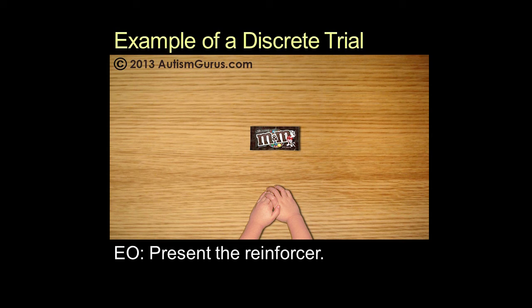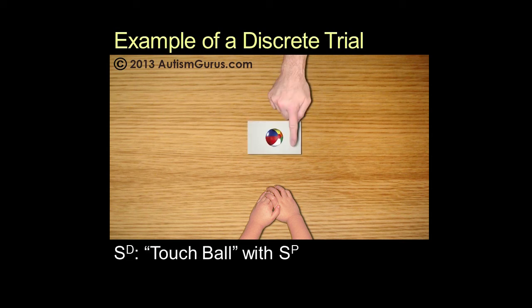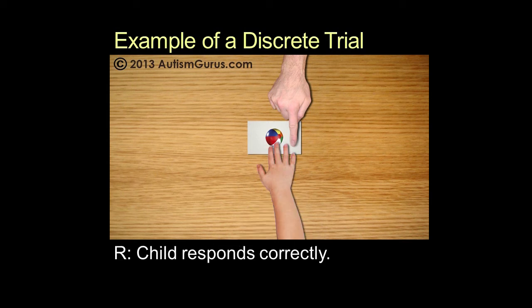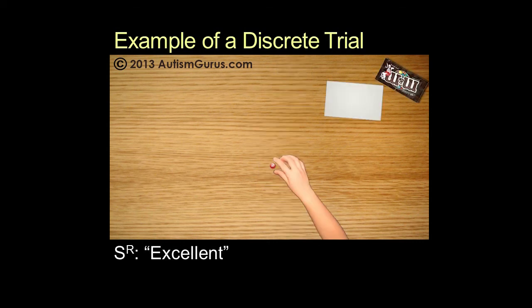Alright, let's work through the example we used in the beginning to solidify the concepts. We started by presenting the reward, thereby increasing the EO. Next, we clearly presented the SD, "touch ball," with a prompt of pointing. Next, the child responded correctly. Finally, we rewarded with an M&M and the verbal praise, "excellent."